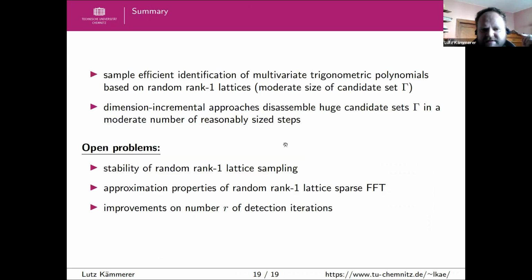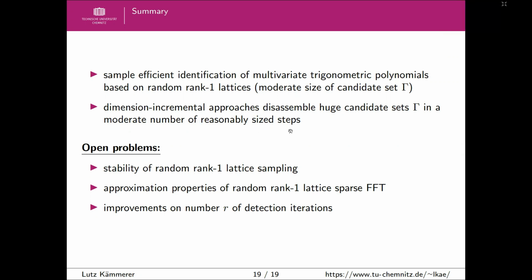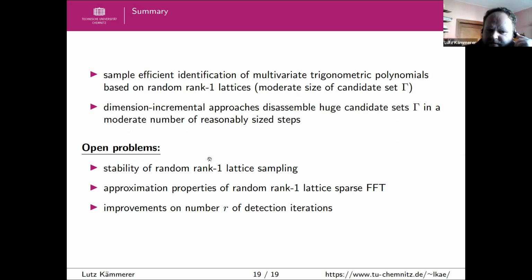Okay, so that's the summary. You see that the sample-efficient identification of multivariate trigonometric polynomials can be done based on random rank-1 lattices, and if you have a moderate size candidate set, you can do this straightforwardly, and you do not need any additional things. But if your candidate set is really huge, you can use a dimension-incremental approach in order to split it up into a moderate number of reading steps. Yeah, and there are still several open problems.